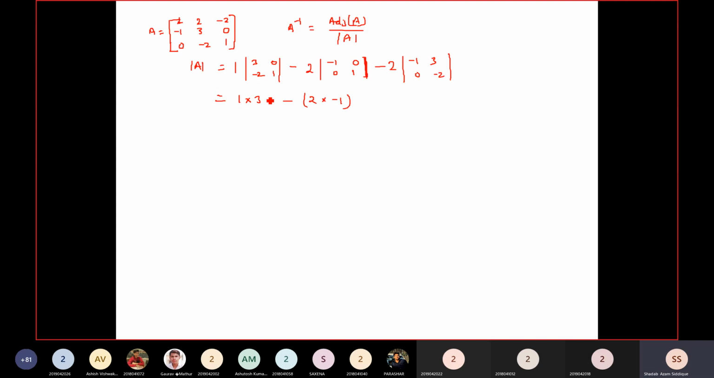Now we have minus 2 written here. This minus 2 into minus 1 will become 2, and 2 minus 0, so this will again be multiplied with the 2. So we will get 3 into 1, which is 3, minus of minus 2 will be plus 2, and this is minus 4. So 5 minus 4, which is equal to 1. This is the determinant of A. Now we can find the adjoint.